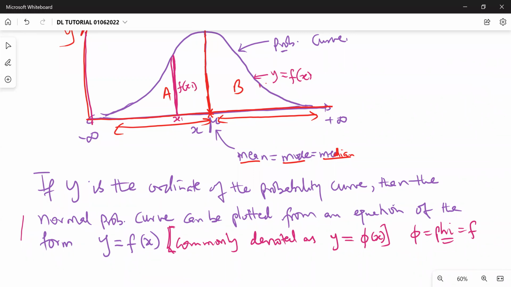Then you can have another ordinate here. Let's say this is x2, and this is f of x2. So basically, that's what we're talking about. Using a formula, which we are not giving explicitly in this class, we are saying that y is some function of x, some formula containing x as the variable. Then the normal probability curve can be plotted from an equation of this format.